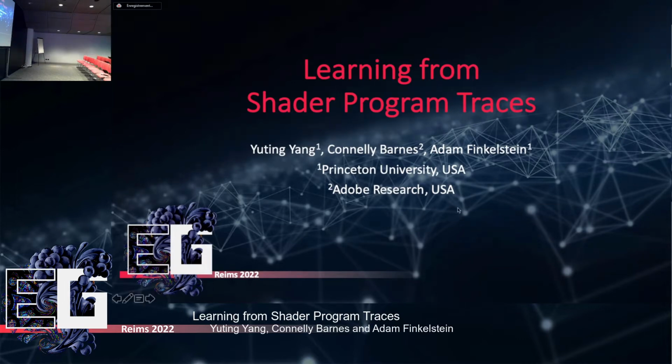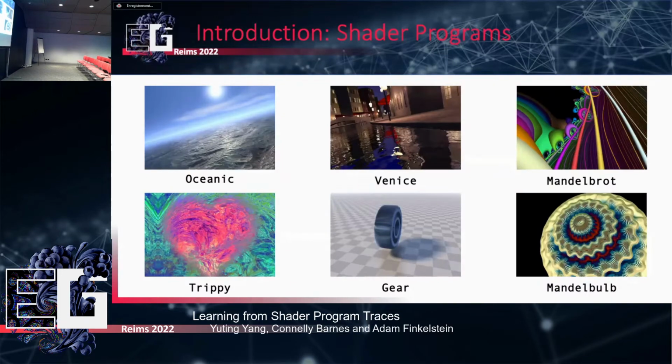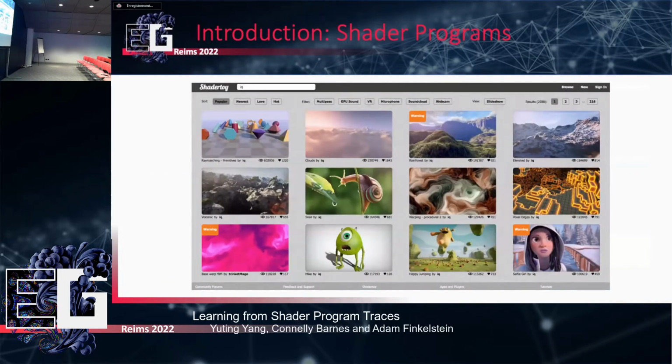Okay. So, shaders are compact programs used to flexibly construct visual appearances and are essential for games, VR, visualization, and other interactive applications. Our paper focuses on procedurally generated fragment shaders, like the ones shown here, which generate color independently per pixel. All of the shaders we use in our experiments are adapted from shadertoy.com. There are also many other great examples on that website.